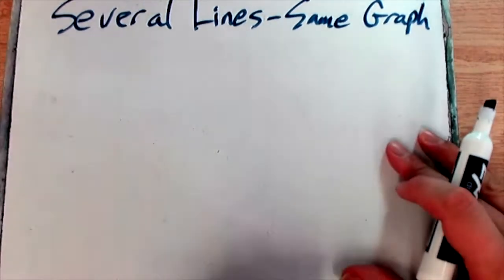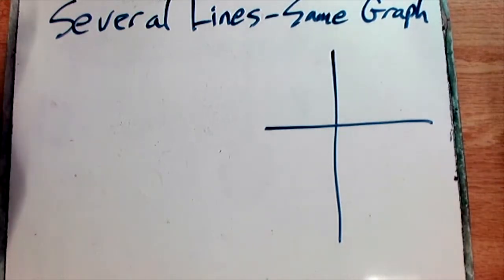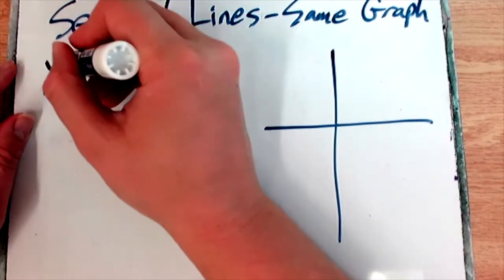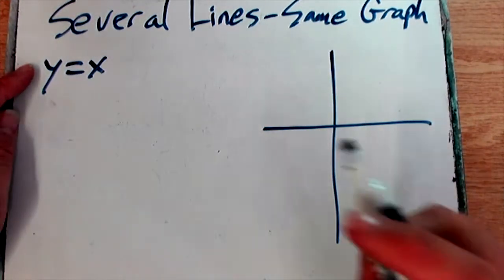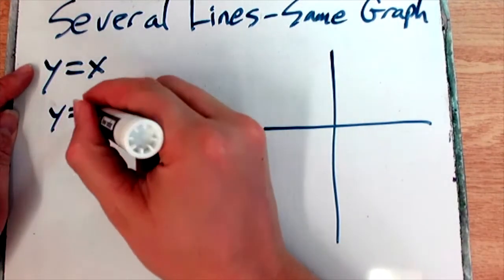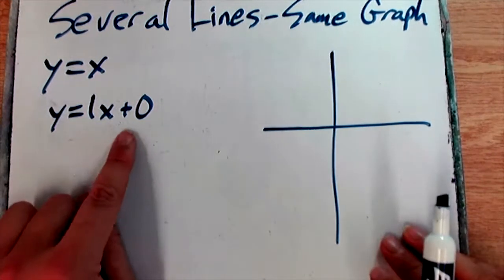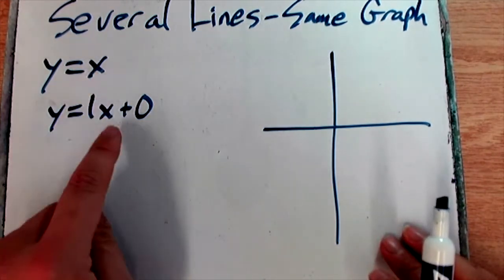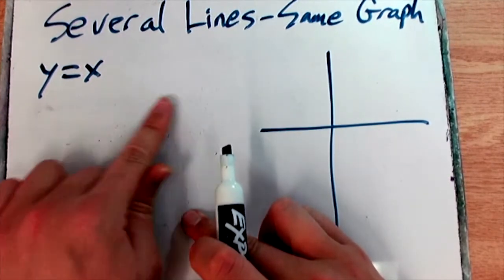Now, I might be given, let's draw a graph over here, and I'm just going to do some easy ones to demo. So y equals x, that is a line. Just to be clear, that is the line y equals 1x plus 0. See what I did there? This is just 1x and this is plus 0, but we don't actually need to write that, so we just write y equals x.